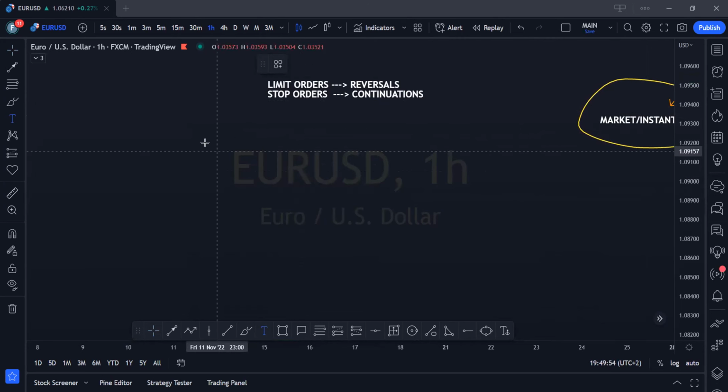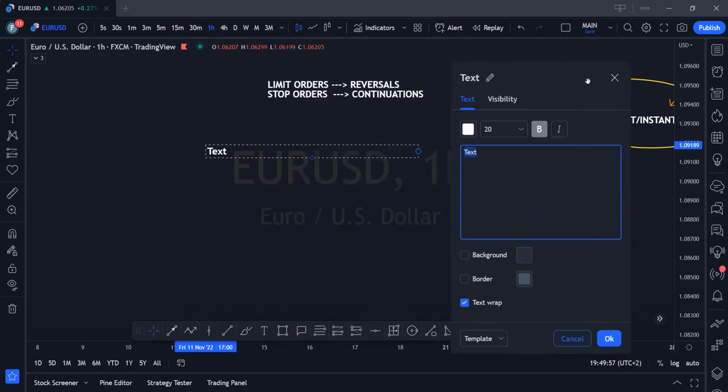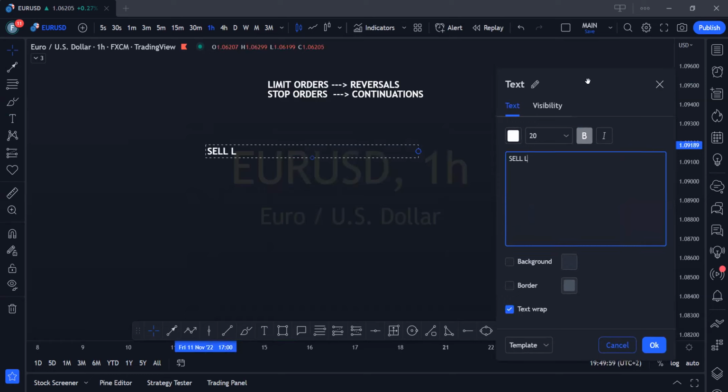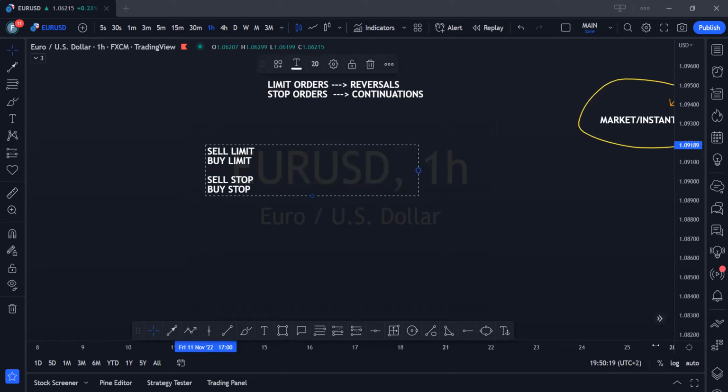Now, in detail, the 4 pending orders that we have: sell limit, which is under limit orders, and a buy limit. And then under stop orders, we have sell stop, and then we have buy stop. All right, good. So when you see something and we call it limits, what I want you to have at the back of your mind is reversal, right?